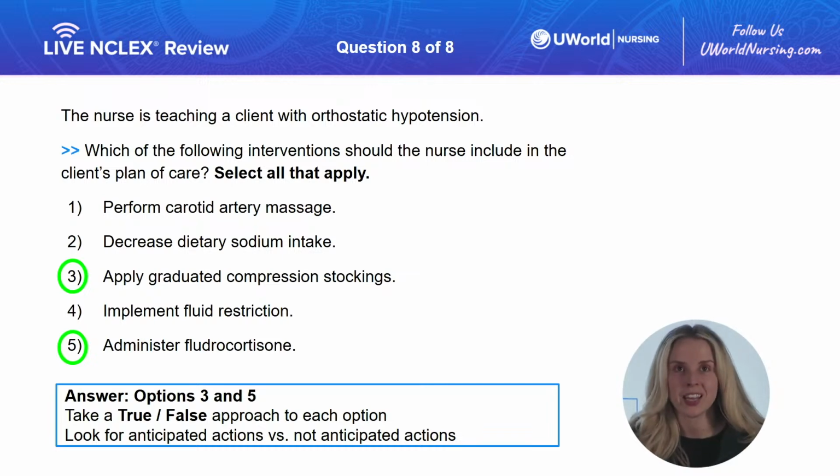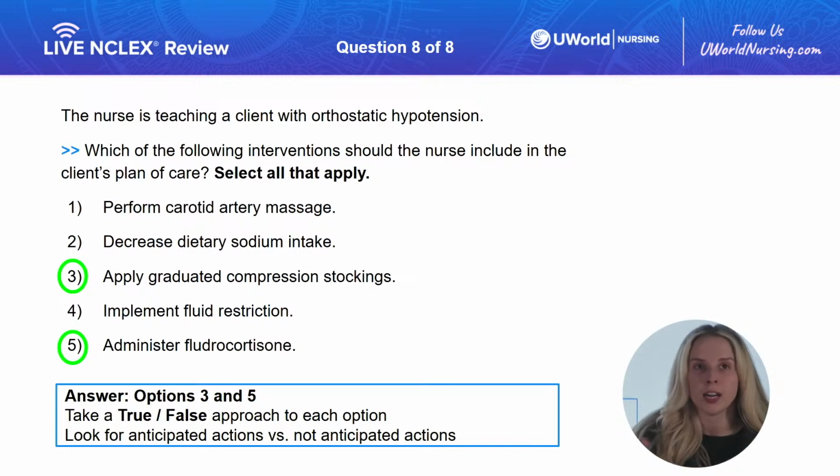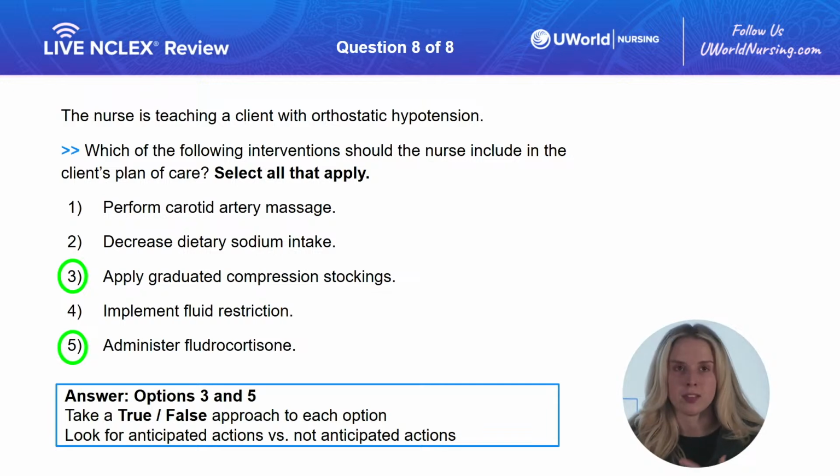Fludrocortisone is a synthetic mineralocorticoid, I don't know why I can't say that, that mimics the effects of aldosterone. So it reduces sodium losses in the urine, and remember, wherever sodium is, water follows. So this is going to help us to increase our blood volume. We want to hold on to sodium. We don't want to lose it all in the urine, because the more we hold on to that sodium, it's going to draw water into our vascular space and help to beef up that blood pressure. So again, this is something we would do. 3 and 5 are our correct options.